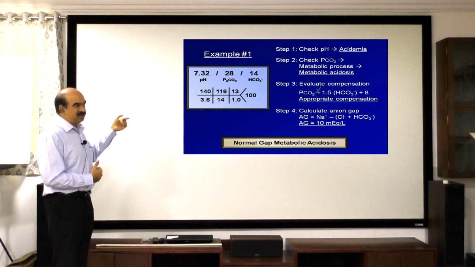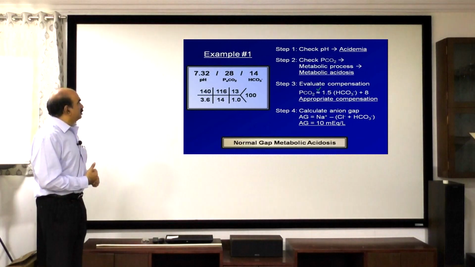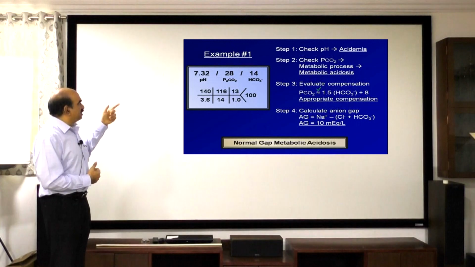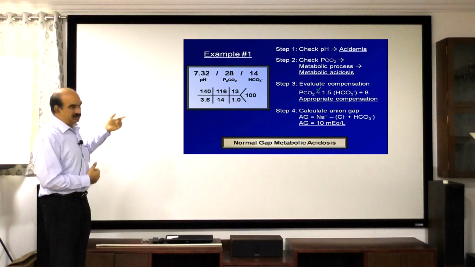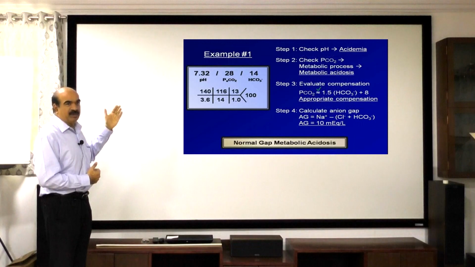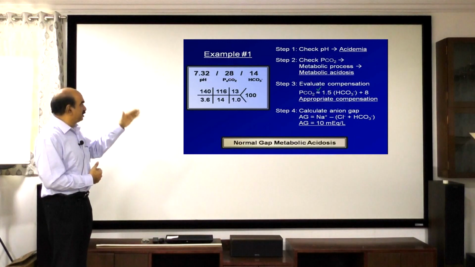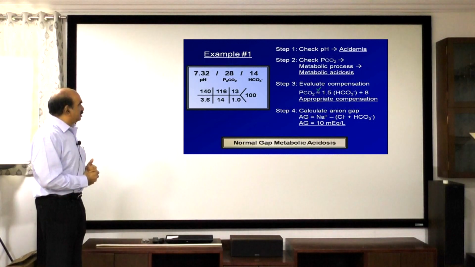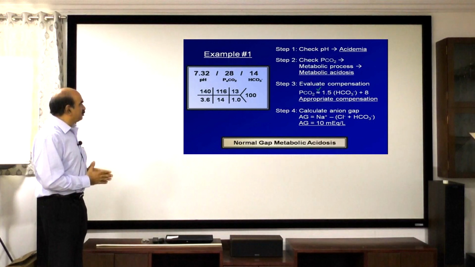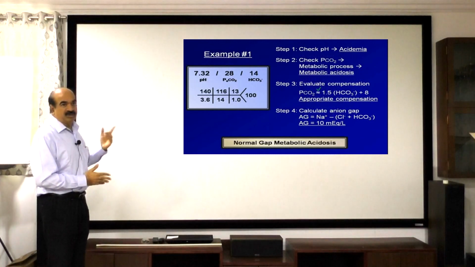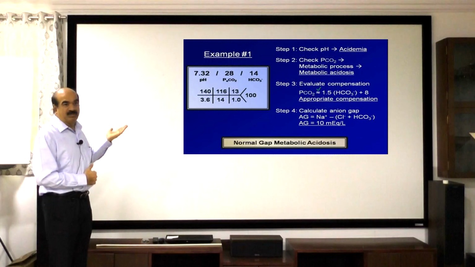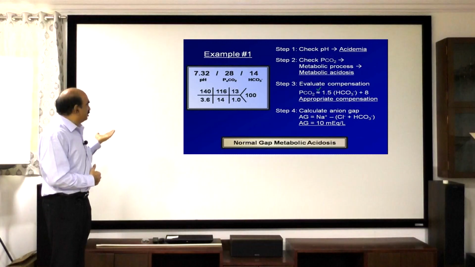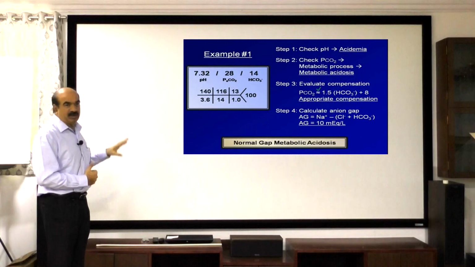So the cause for acidosis is metabolic acidosis. So step 1 is check pH. Step 2 is you should look at the underlying primary process, whether it is metabolic acidosis or respiratory acidosis. So it is metabolic acidosis. Evaluate compensation. How much PCO2 do we expect? 14 plus 15 means 29. So it is a simple case of metabolic acidosis.